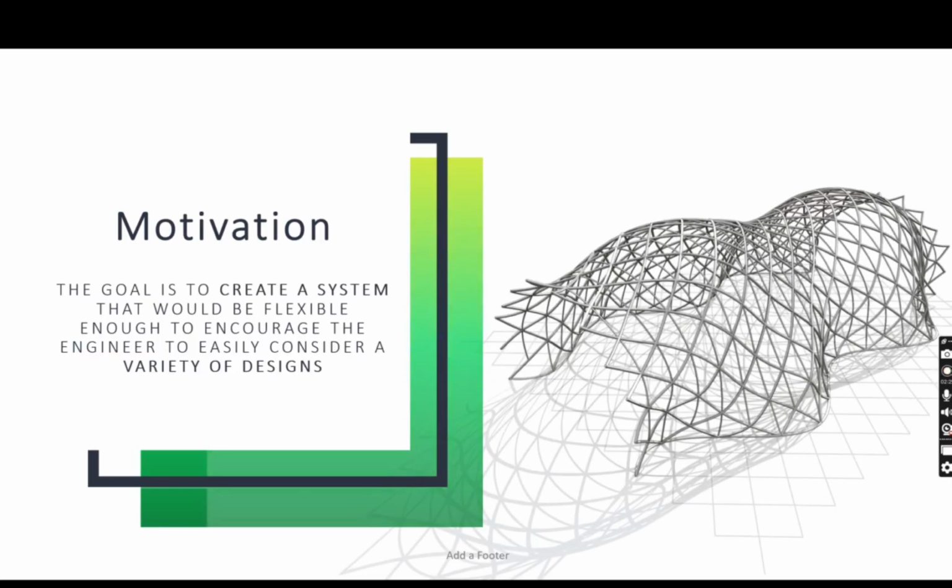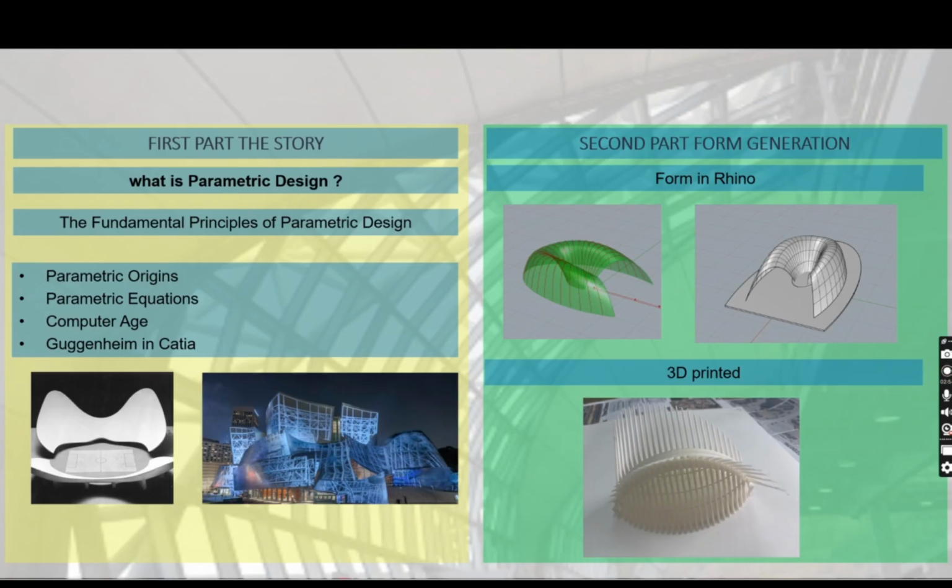First, the motivation. The goal of this lecture is to create a system that would be flexible enough to encourage the engineer to easily consider a variety of designs. This way of design helps the architect to produce different kinds of design and to use the computer in the process of imagination, and helps him to get a variety of designs.